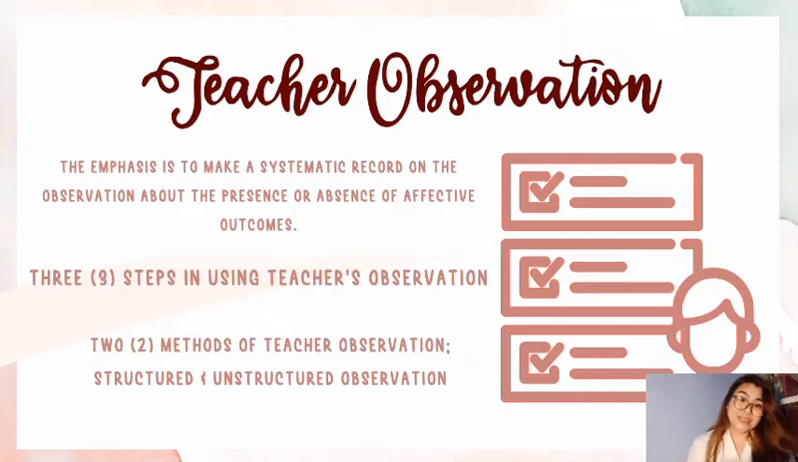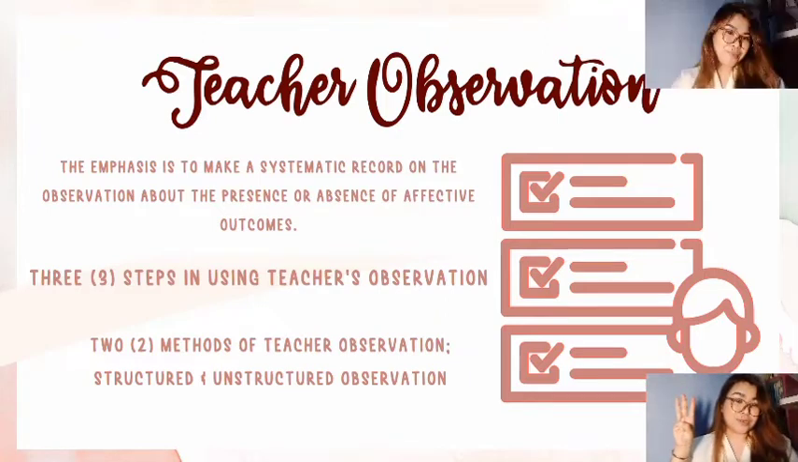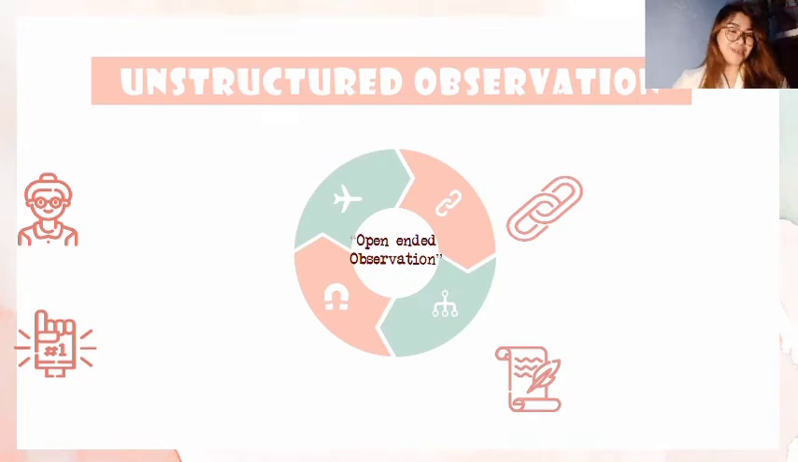There are 3 steps in using teacher observation. 1. Determine in advance the specific behavior to be targeted. 2. Develop a list of positive and negative behaviors. 3. Decide the type of observation you want to use. There are 2 methods of assessing effective learning outcomes using teacher observation. We have the unstructured and structured observation.